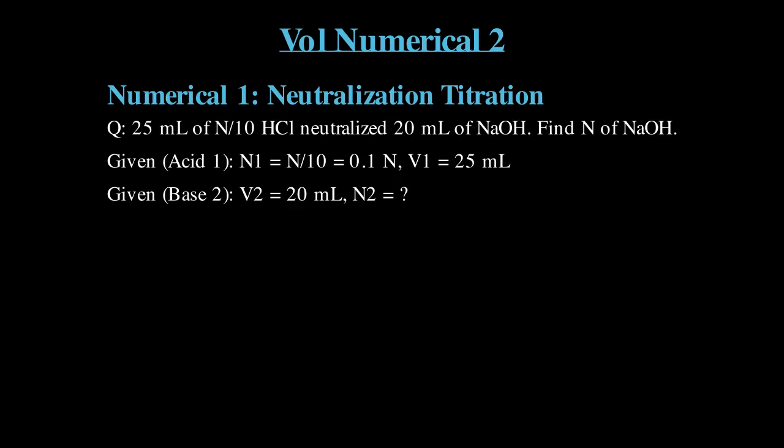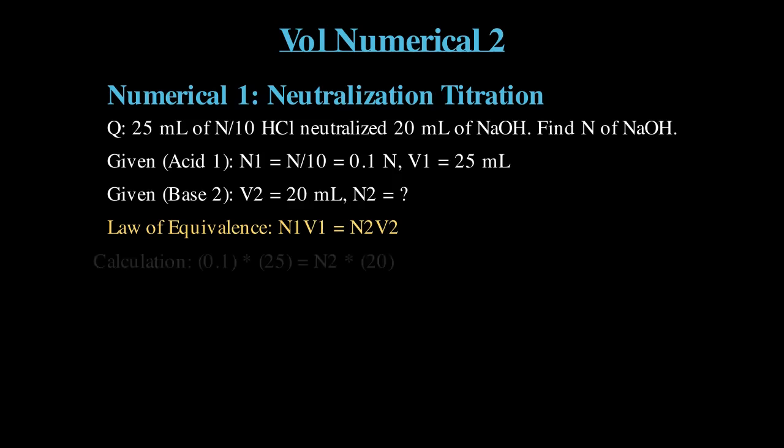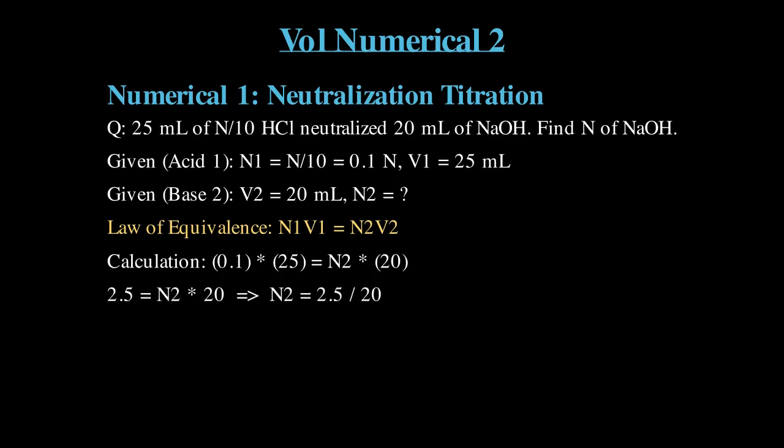For this, we will use the law of equivalence, which is a very important formula. The formula states N1V1 equals N2V2. Plugging in the values, we get 0.1 times 25 equals N2 times 20. This simplifies to 2.5 equals N2 times 20. To find N2, we divide 2.5 by 20. The final calculation gives us N2 equals 0.125 N. So, the normality of the NaOH solution is 0.125 normal.